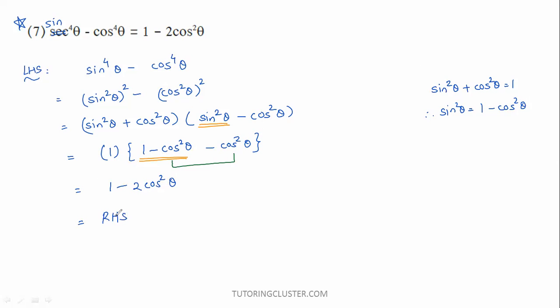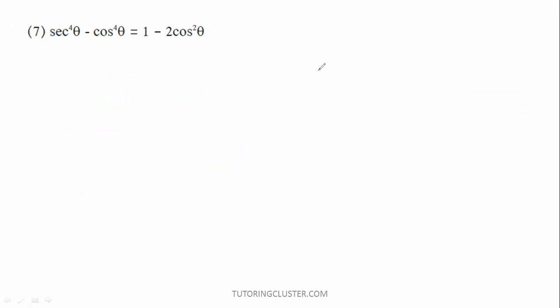Simple, 2 to 3 steps, you are going to get your answer. Okay, so there is a printing mistake. Please check. Instead of sec to the power 4 theta, consider it as sine to the power 4 theta. Now, let us see the next example, question number 8.